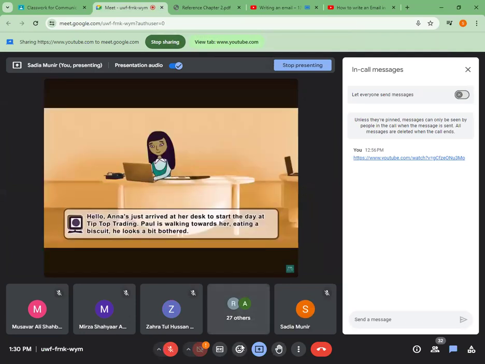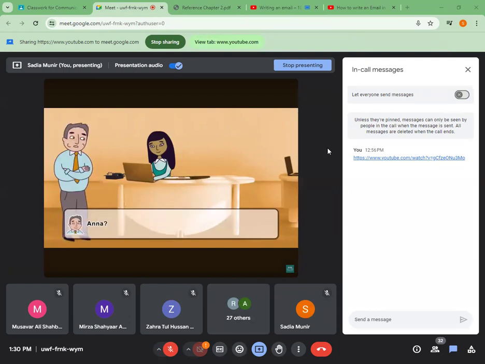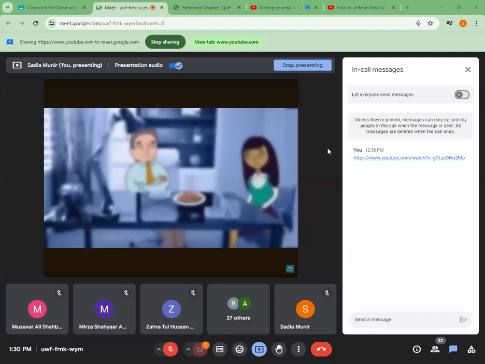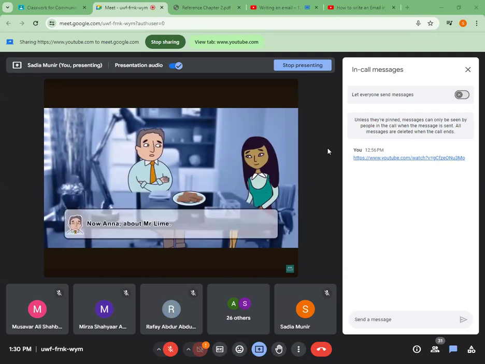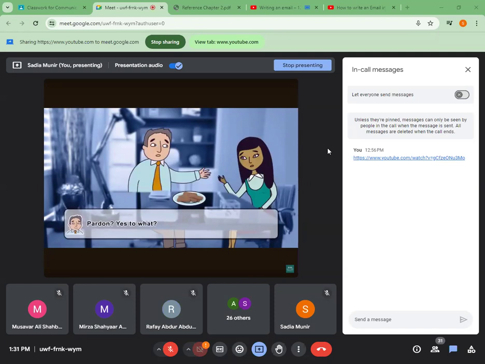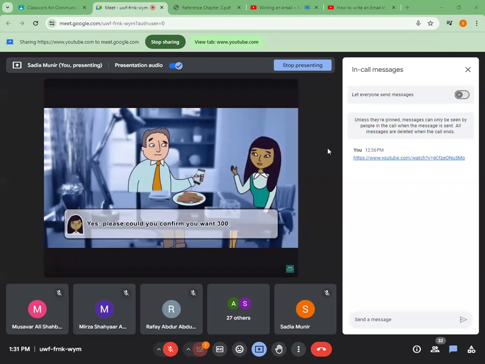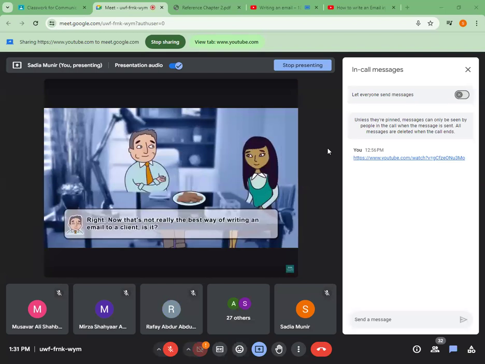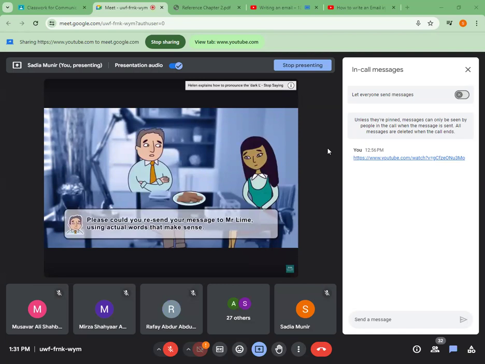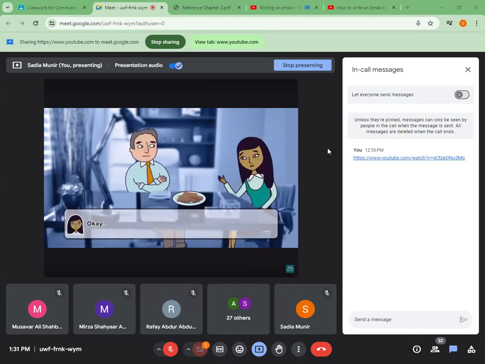Hello. Anna's just arrived at her desk to start the day at Tip Top Trading. Paul's walking towards her, eating a biscuit. He looks a bit bothered. Anna, come and have a biscuit in my office. Now, Anna, about Mr. Lime. You sent him an email yesterday and copied me in. Your email reads: boxes OK, PLS, CDU, C firm WNT 300 tar. Please could you confirm you want 300? Right. Now, that's not really the best way of writing an email to a client, is it? Please could you resend your message to Mr. Lime using actual words that make sense? Okay. Thank you. Now, here, have a chocolate crunchy.